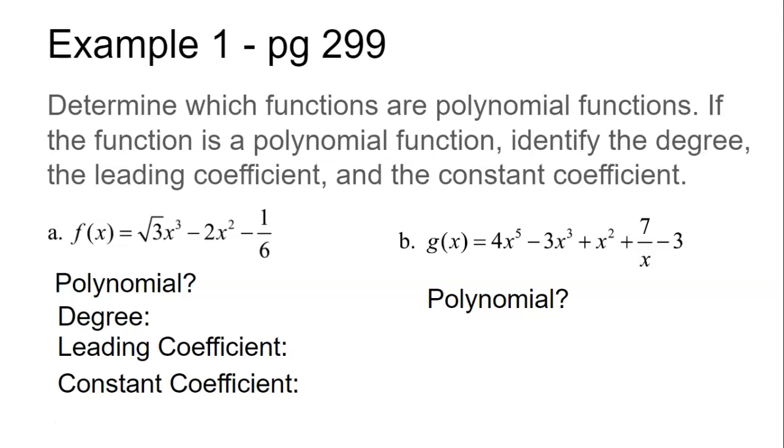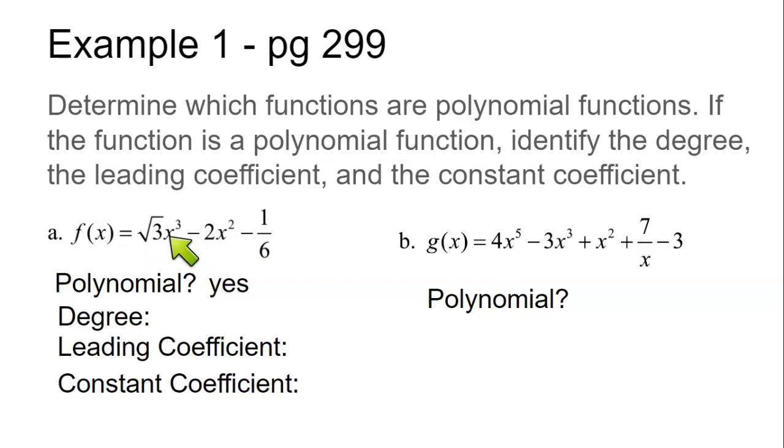So for A, you should have said yes, it's a polynomial function, it meets the criteria. The variable terms have a degree that's greater than or equal to 0, and then the coefficients are either real or imaginary, so yes, it is a polynomial function.